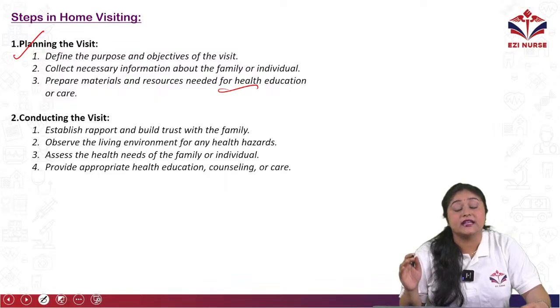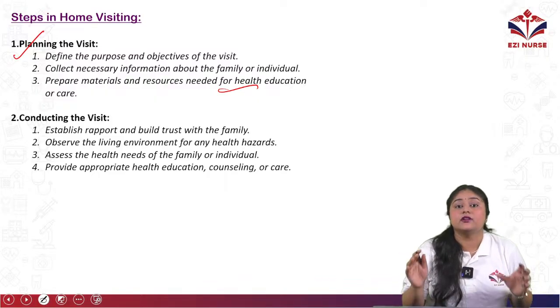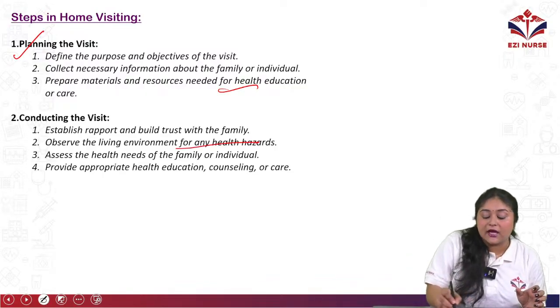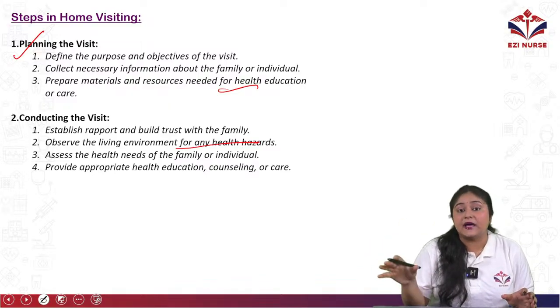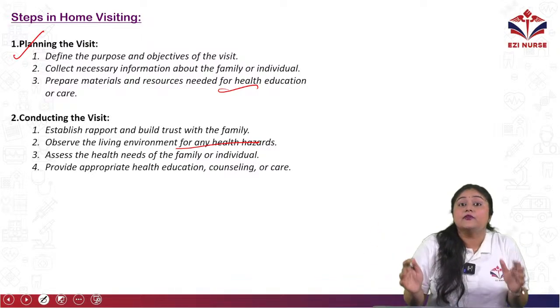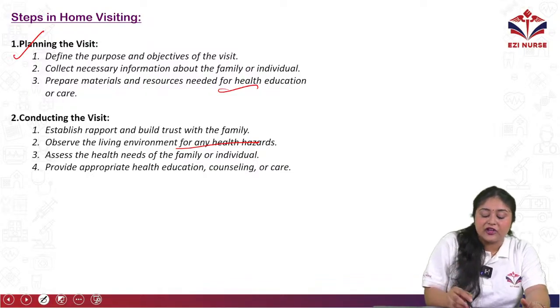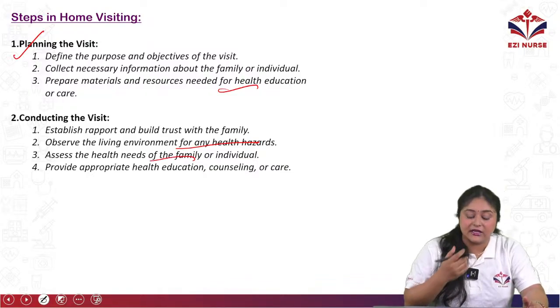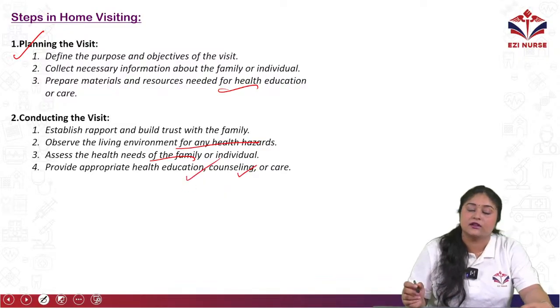Next one is conducting the visit. We have to establish rapport to build trust with the community and family members. Then we have to observe the living environment for any health hazards, meaning in which environment the family lives, whether they are maintaining hygiene or not, how their housing structure is, everything we have to observe. Next, we have to assess the health needs of the family and individual, and provide appropriate health education, counseling, or care.